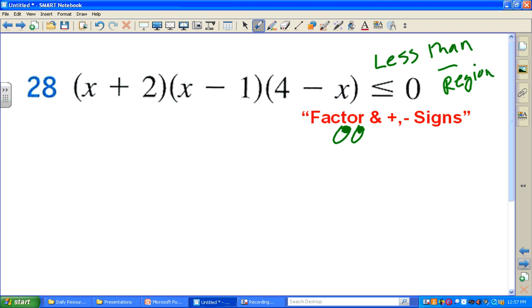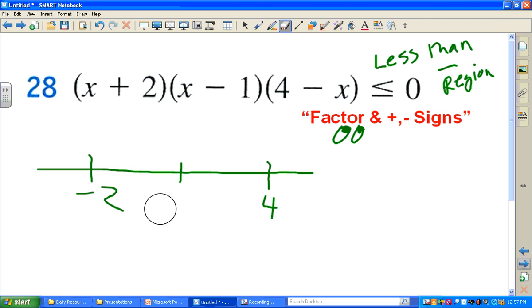Okay? Perfect. What are the factors? What are the solutions for the factors we have up there right now? -2. And we got 1. And we got 4. All right. Can x equal those numbers? Yes or no? It can, because it has an equal sign. So close dot, close dot, close dot.